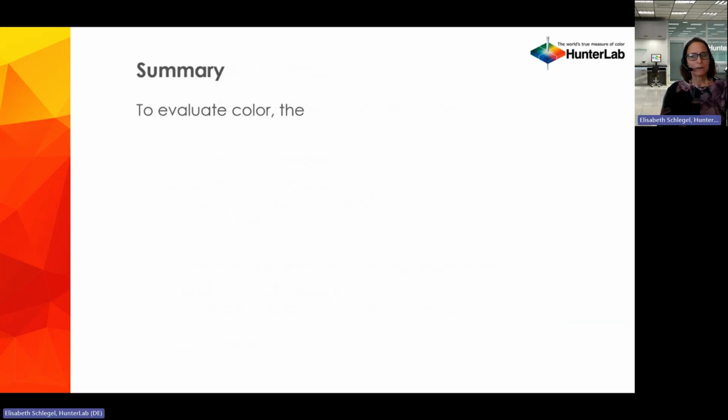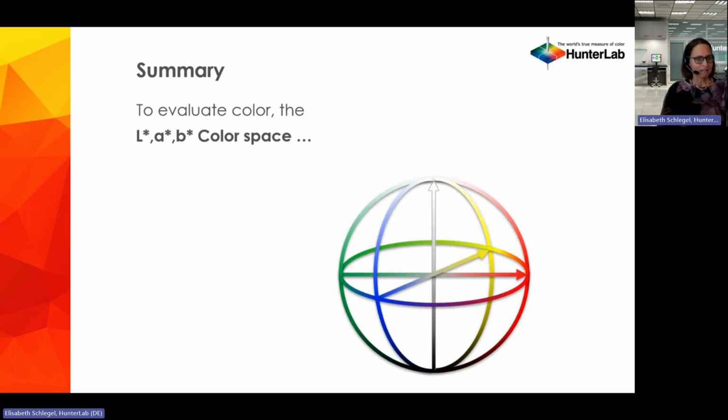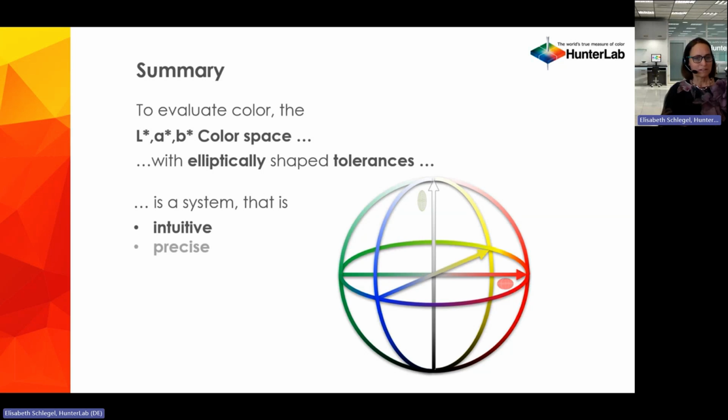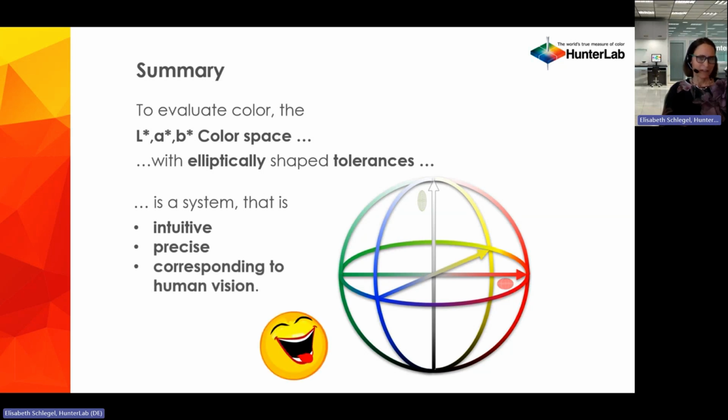So as a summary, we can say that to evaluate the color, the L star, a star, b star color space together with elliptically shaped tolerances is a very good system, because it's intuitive, precise, and corresponds very well to human vision.